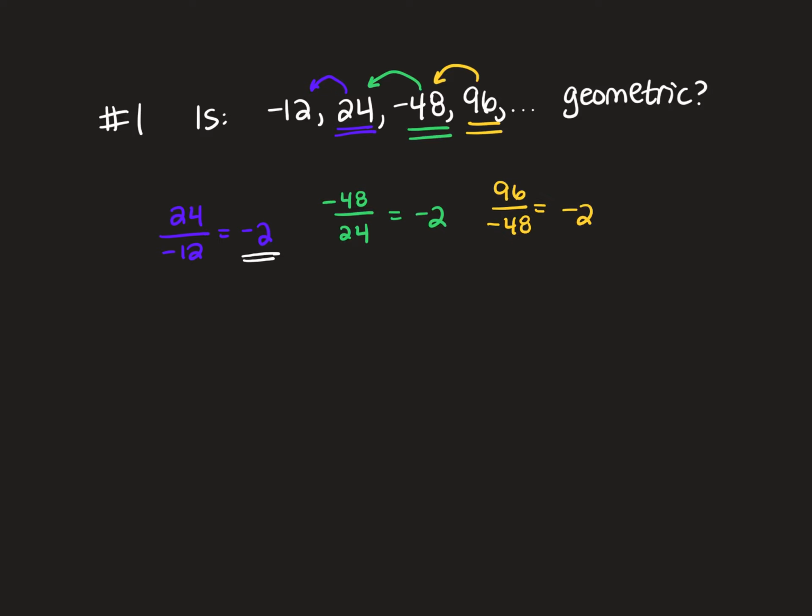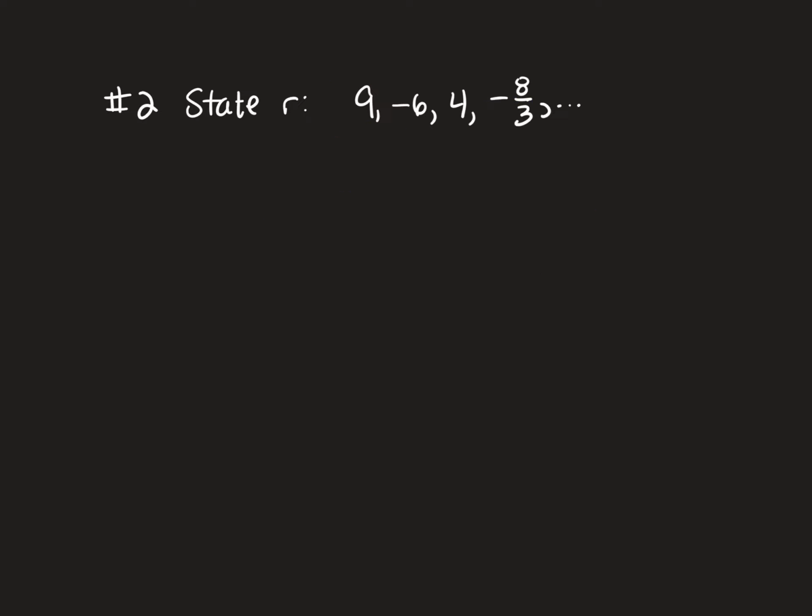As long as these three numbers are all the same, then it is geometric, and that is also your R value. So the answer to this was yes. The second question was to state R. We kind of did that, and since I told you it's geometric, you don't have to check every term. You can just pick any two terms and find your R value.